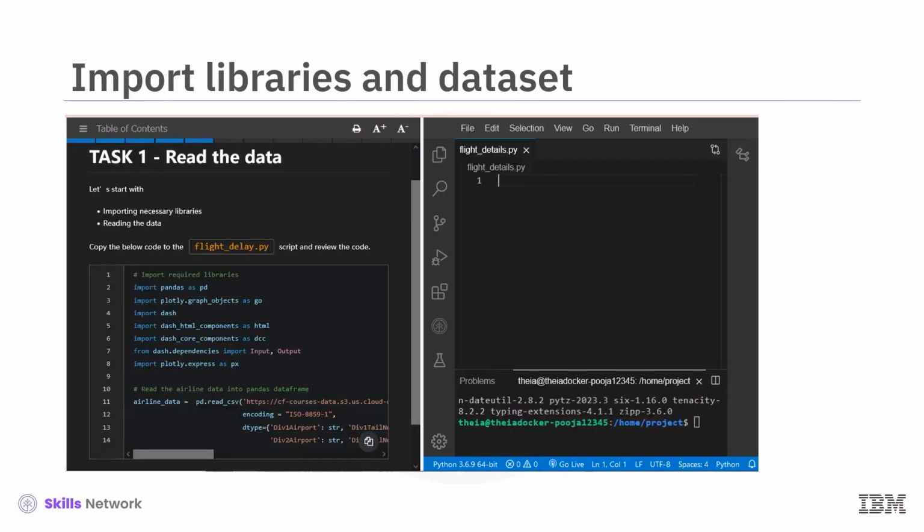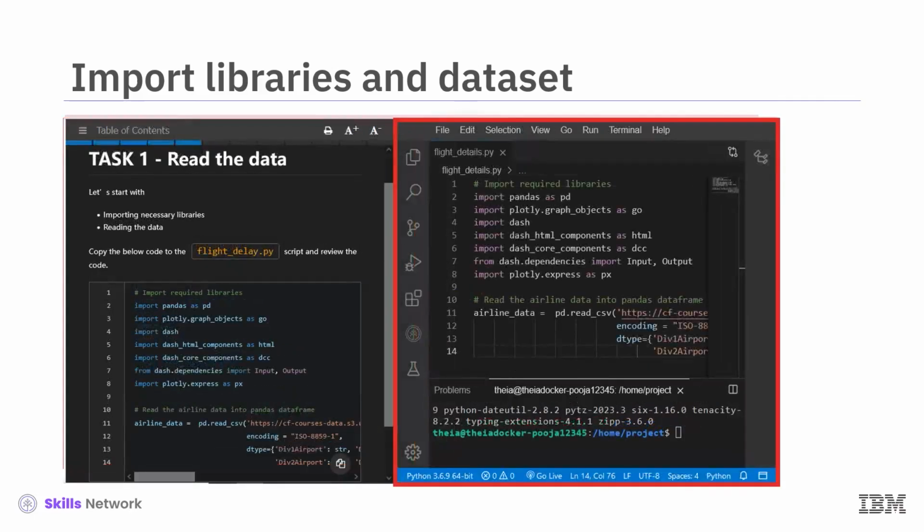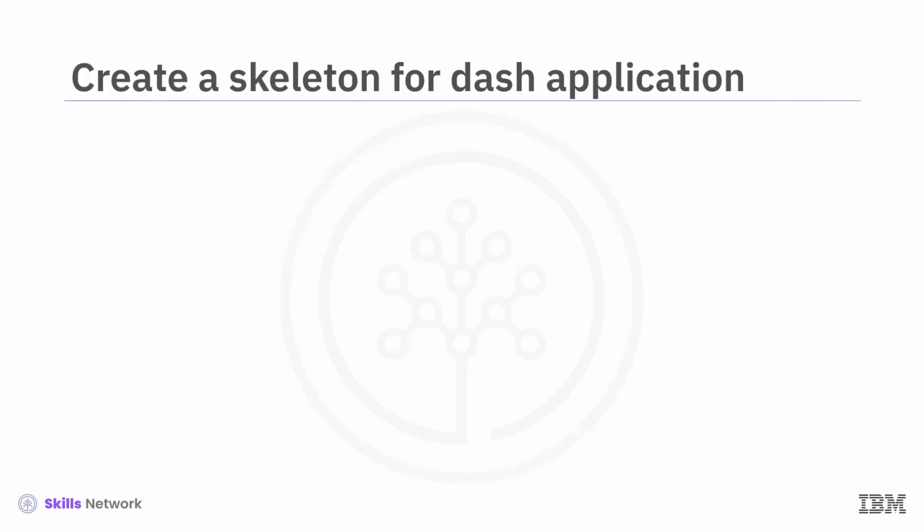First, we need to import the libraries and pull the dataset into the script file. 1. The instructions side of the screen mentions all the required libraries. Additionally, the code to fetch the dataset with pandas is airline_data equals pd.read_csv. 2. Copy and paste them into the script file. 3. As shown here.